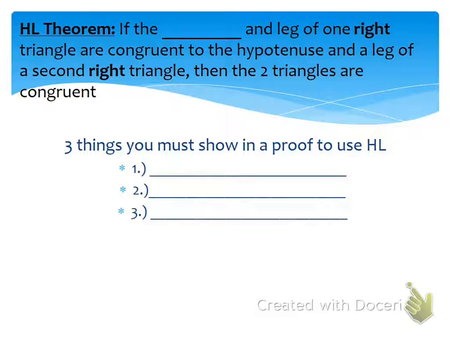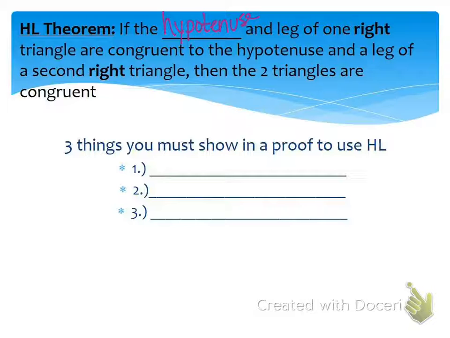Okay. If the hypotenuse and a leg, hypotenuse, that's too small of a line for me to fit that on. If the hypotenuse and a leg of one right triangle are congruent to the hypotenuse and a leg of a second right triangle, then the two triangles are congruent. So in order to use this HL, or hypotenuse leg theorem, we need three things. What did they put in bold on this theorem?